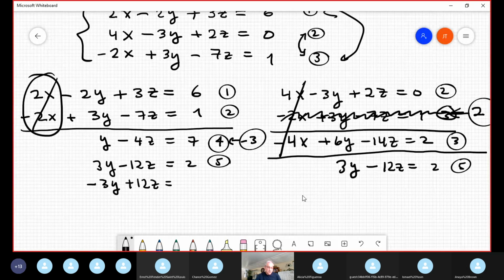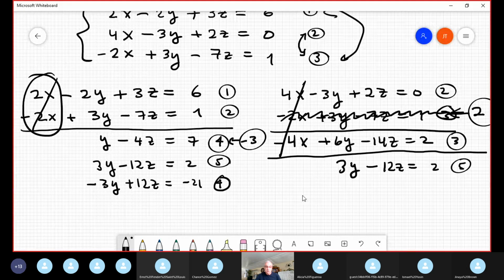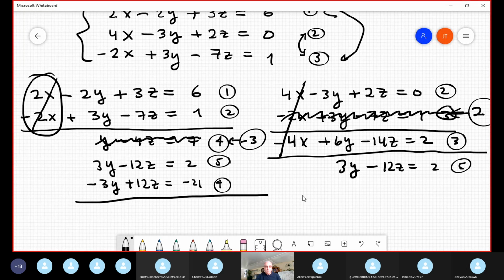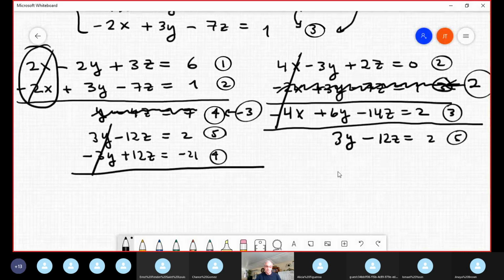And this is -21, and this is my new equation 4 after the multiplication. I forgot this for a moment. Ready. Because I created it to delete this y part. But look at what happened. Wow, amazing. Something weird happened. It deleted the y and deleted the z.